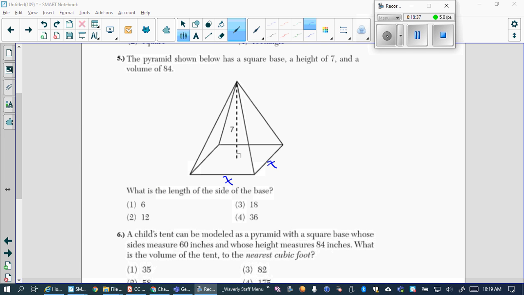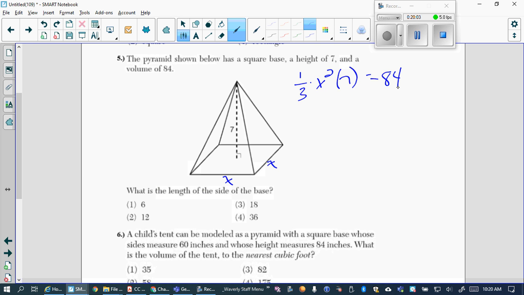I switch the volume formula around because I like to keep my variable on the left, as you know. You're fine, but that's just one of my hangups, right? So I'll do 1/3 times x squared times 7, equals 84, like that.